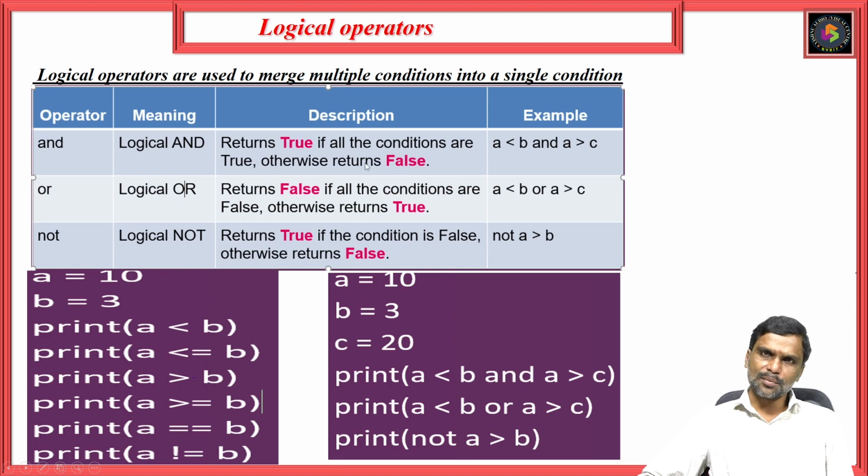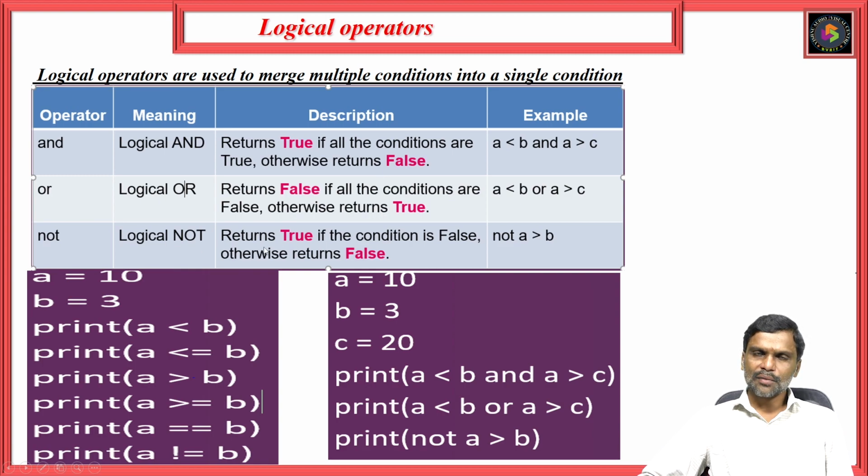In Boolean algebra, you might have learned that if you take two conditions, let us say 1 is equal to 1, then it is true. If 1 is equal to 0, then it is false. So the meaning is that it returns true if all the conditions are true. Otherwise, it will give false. In both cases, the output will be true or false only. Next, logical OR. It returns false if all the conditions are false, otherwise it returns true.